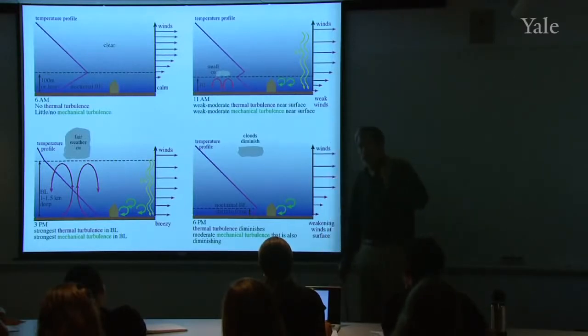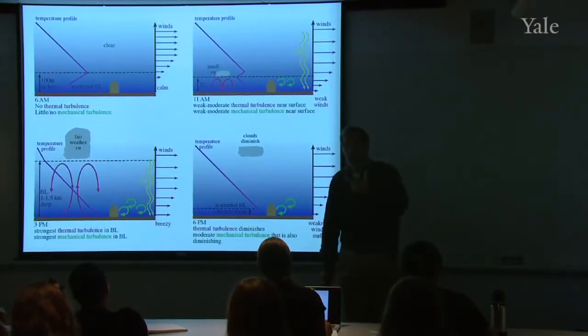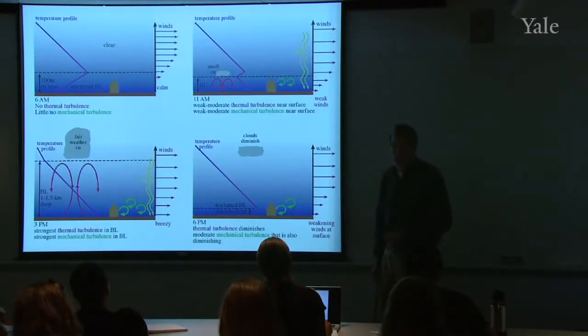So almost certainly that parcel is going to find itself colder than its new environment, and it's going to want to sink back to where it came from. So the reason why we say it's very stable is because both the adiabatic expansion and the movement into a new environment work to make the parcel want to return to where it came from.